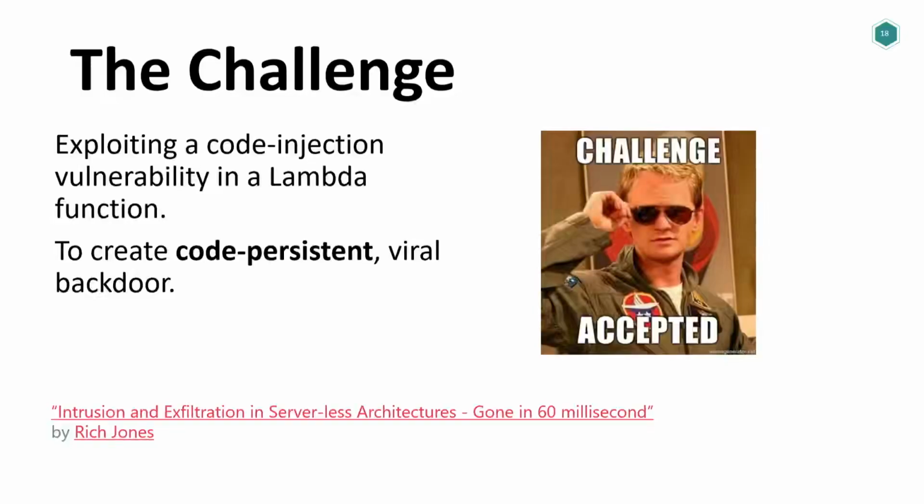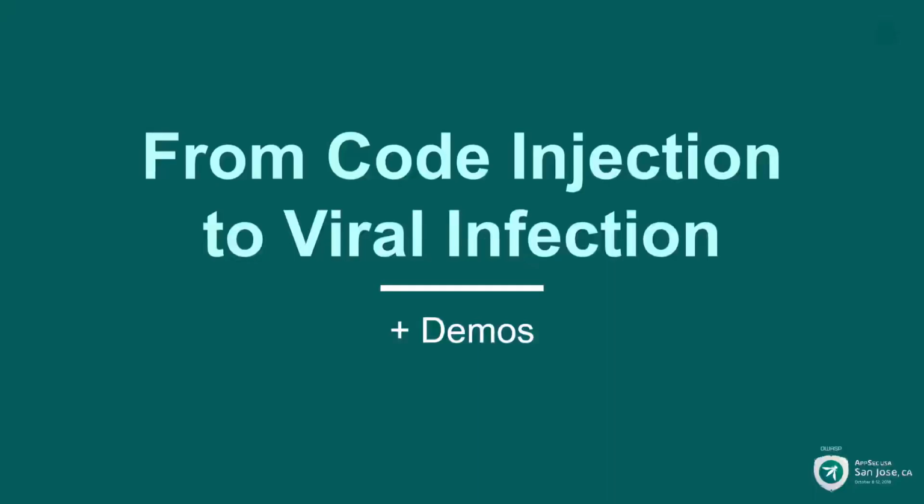We want to exploit a code injection vulnerability, something that many people would say doesn't matter on serverless, in a Lambda function, and we want to create a code persistent viral backdoor. This was the challenge. You can see below a link to a talk given by Rich Jones. This was one of the inspirations for what we did, and he has some more materials there. You should read it. So, challenge accepted. Let's see how we take a code injection and make it a viral infection.